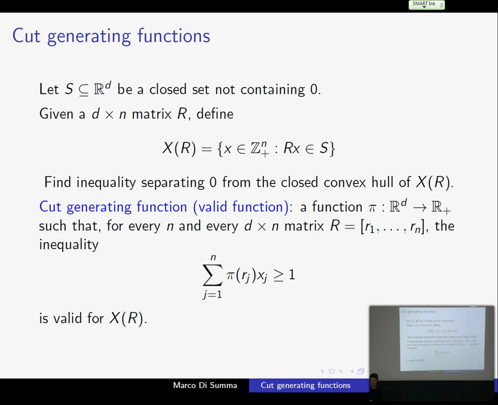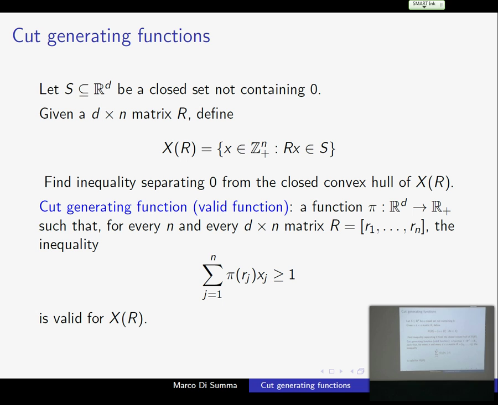It's like in a GMI cut. So I have a procedure, I have a formula which just looks at the columns, that in that case were just single numbers because I had a single row. And the formula is a function that gives me the coefficient to write here. This, of course, cuts off the origin. Okay, the origin doesn't satisfy it.